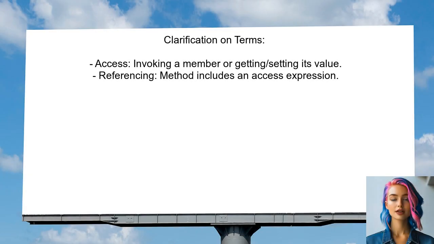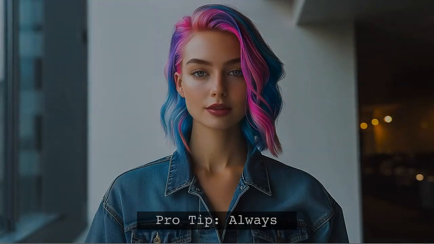Regarding the terms referencing and accessing, the user clarifies that neither applies to getting field info metadata. They define access as invoking a member or getting its value, while referencing occurs when a method includes an access expression.